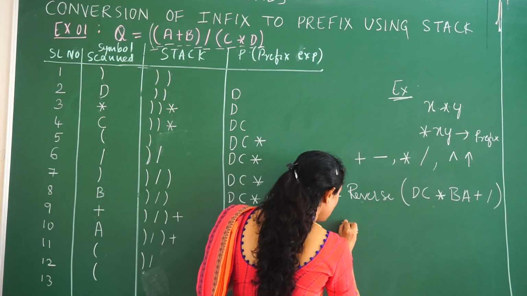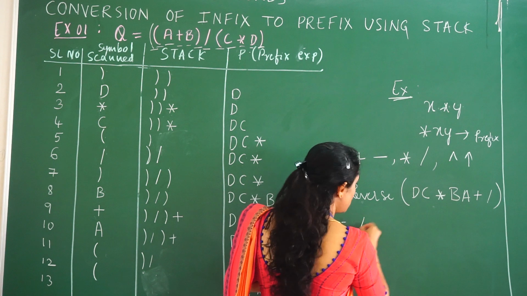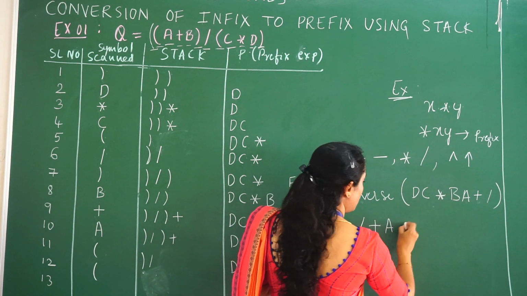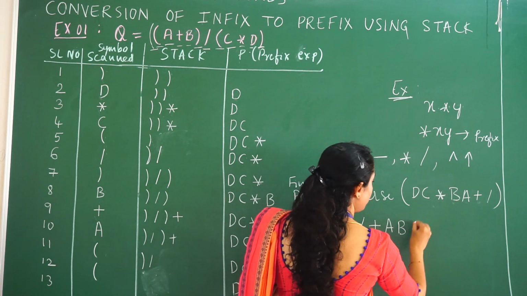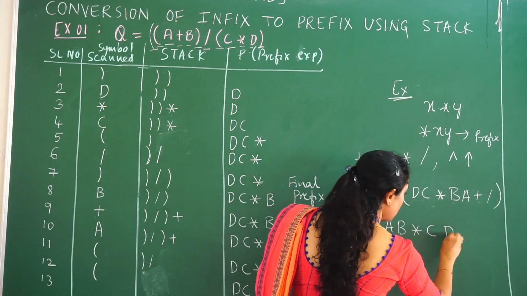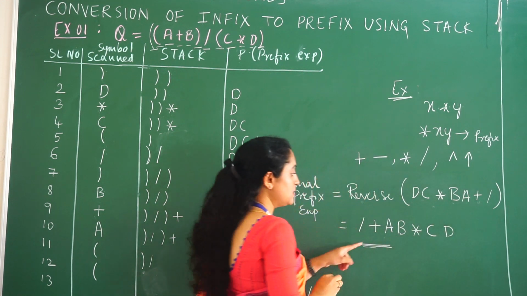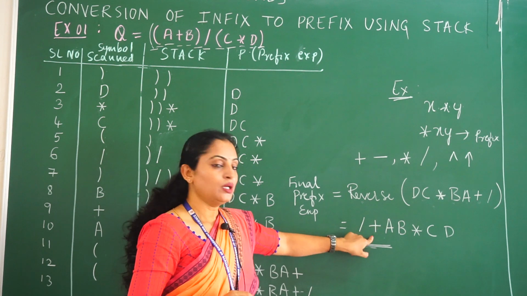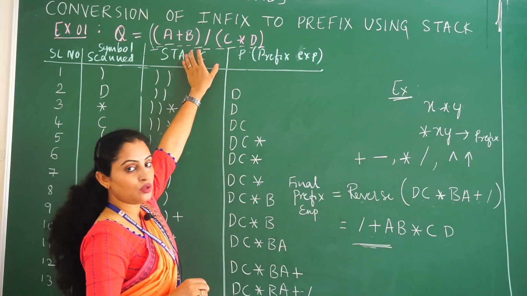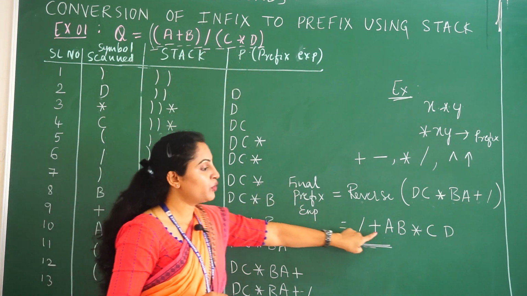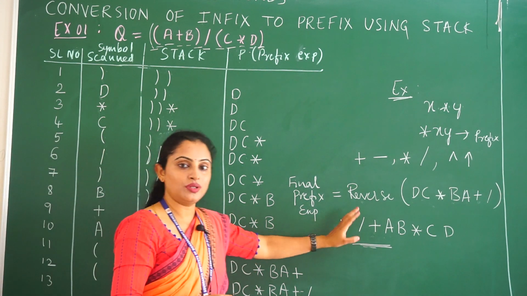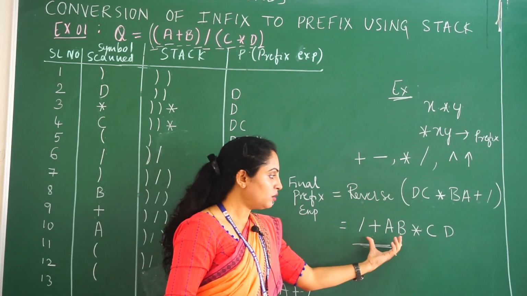So this is equal to, reversing this: division plus A B asterisk C D. So this is our obtained prefix expression. Generally, if you try to convert using the arithmetic method, you are also going to get this, but we converted this by pushing the operators onto the stack using the algorithm. So this is the obtained expression.